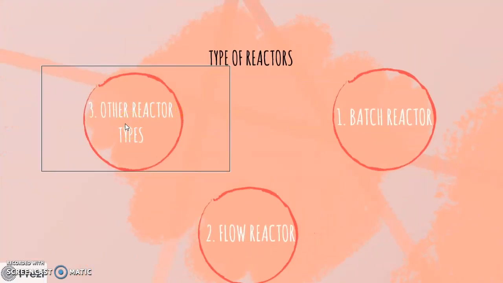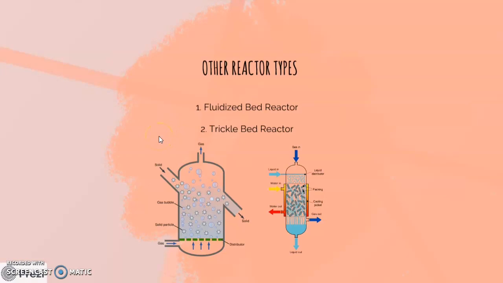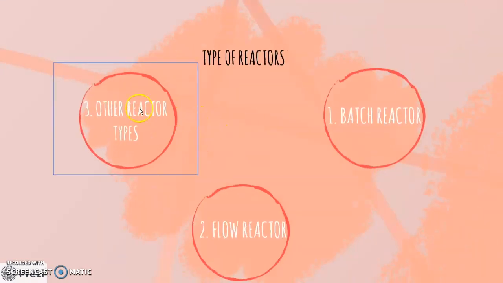Alright, so other reactor types, we have fluidized bed reactor and also trickle bed reactor. Fluidized bed reactor is a type of reactor that can be used to carry out a variety of multi-phase chemical reaction. Meanwhile, the trickle bed reactor is a chemical reactor that uses the downward movement of a liquid and the downward or upward movement of gas over a packed bed of catalyst particle. So this topic also will be explained more by other groups.